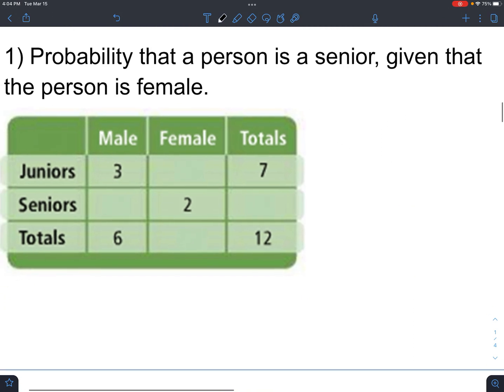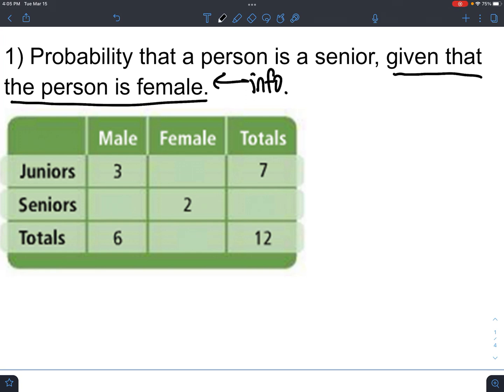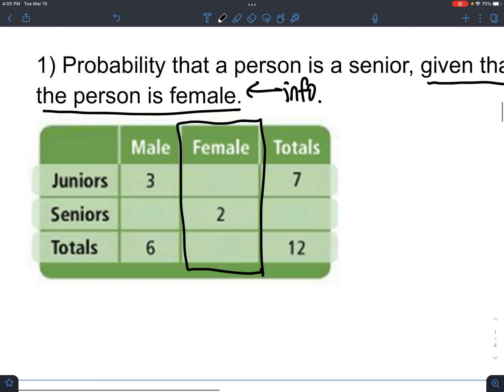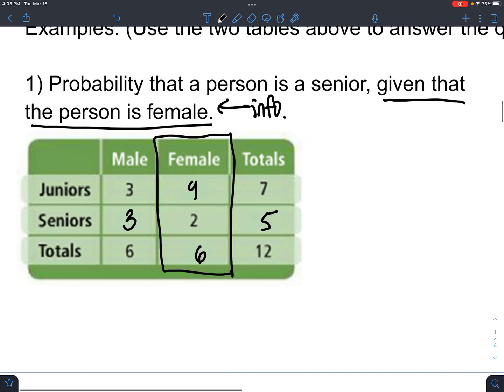Well, if we're asked the probability that a person is a senior given that the person is female, that is info, right? That is something we already know. So we already know that we're going to be hanging out in the female column. Let's go ahead and fill in the rest of this real quick. Out of those who are female, how many are seniors? The total and senior are the 2 numbers I'm going to look at, because it's out of 6 now. It's no longer out of 12.